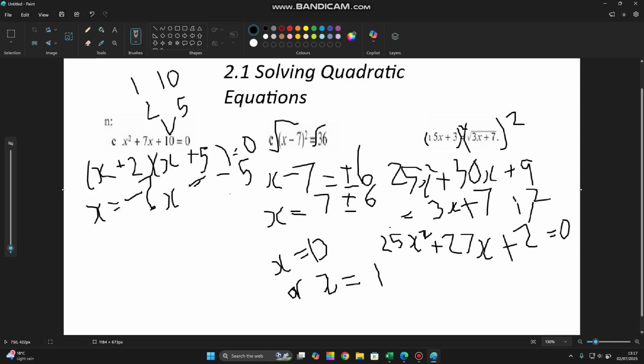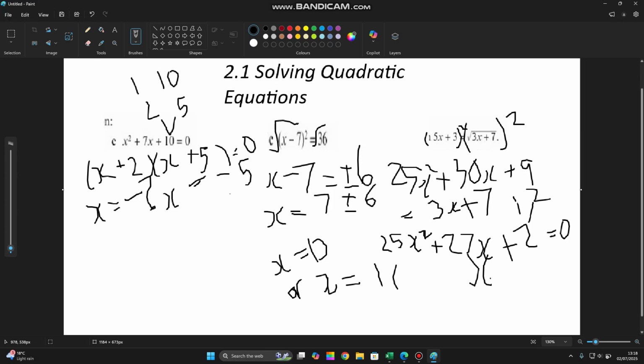Instead of using 25x, we could have used 5x, and that would have still given us 25x squared, right? And we have to look at trying to multiply one of these by the 25 in this case. So 1 multiplied by 25 gives you 25. 25 plus 2 is 27. So there we go, we found it.